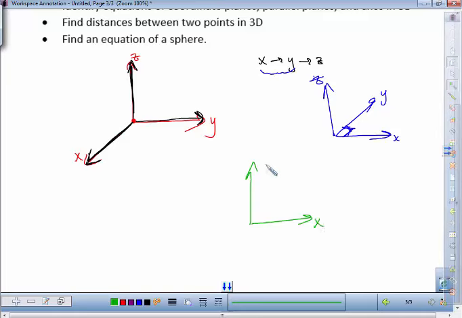If you're looking at it from the top, like that, then the Z would be pointing towards you. Okay? And that's another viewpoint that we're going to be interested in looking at. So we're going to be interested in looking at things from different viewpoints so that we can get an idea of how things are visualized.